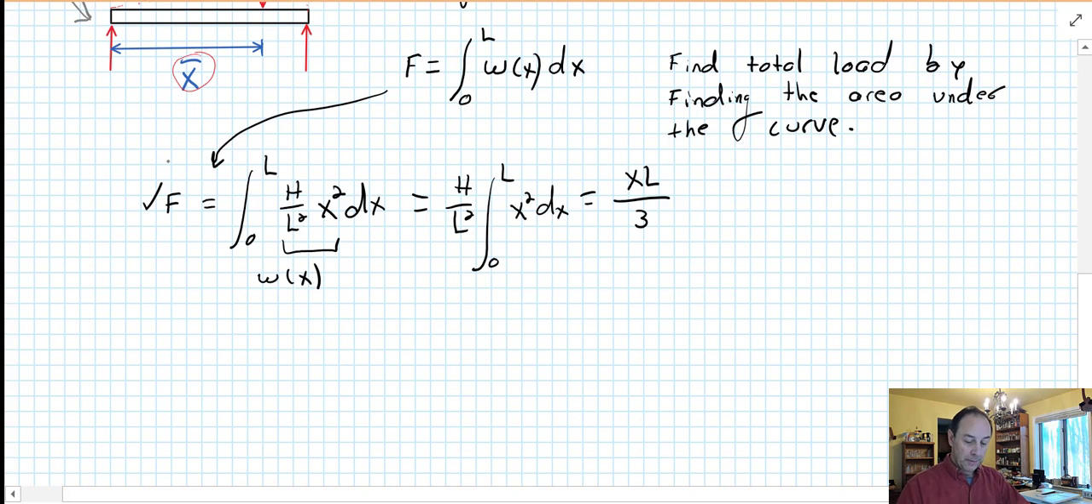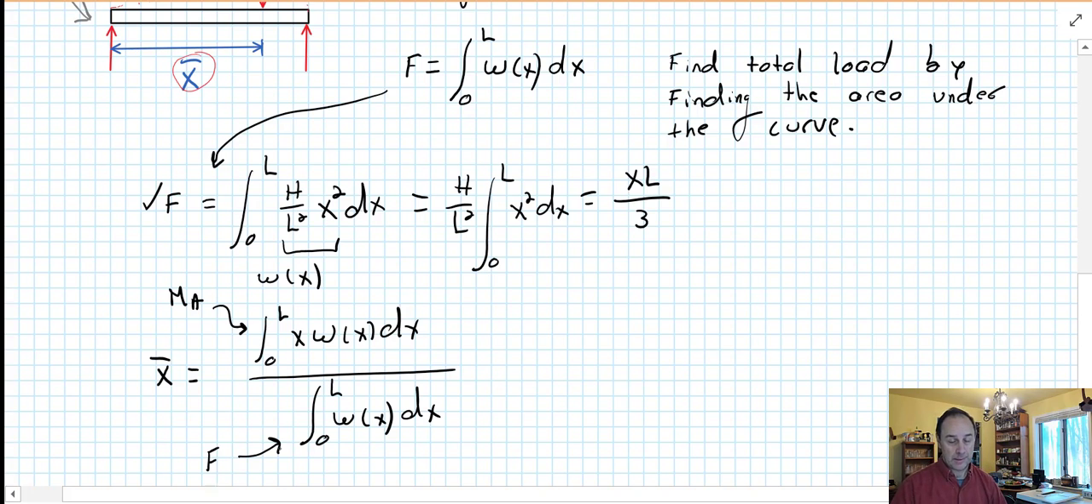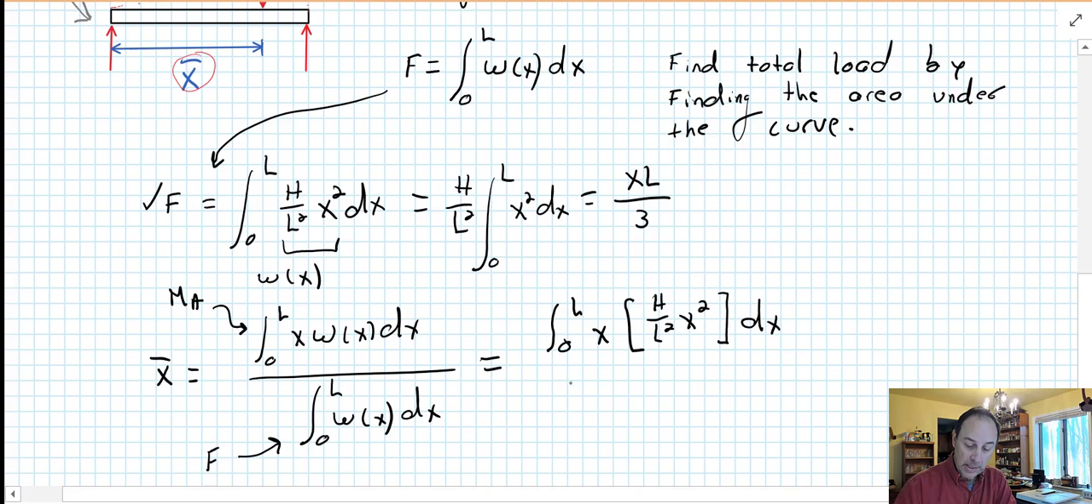Now, where is it located? We had this expression last time. It's a little long, but it works. The moment about A over force. Because moment is force times distance, the distance at which that equivalent force acts, when we divide those, we get the distance. So substituting in x times the distributed load function for this situation, h over L squared x squared dx, and we already found the force, so we're just going to substitute that in.